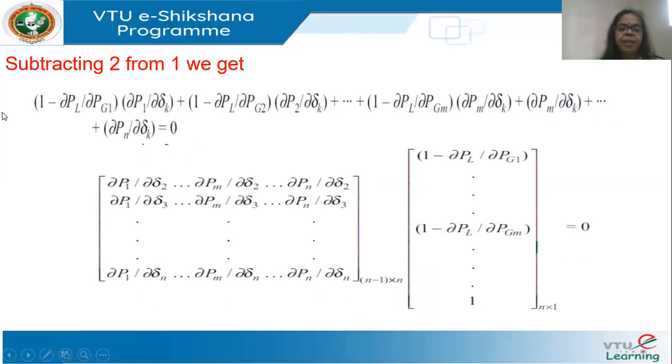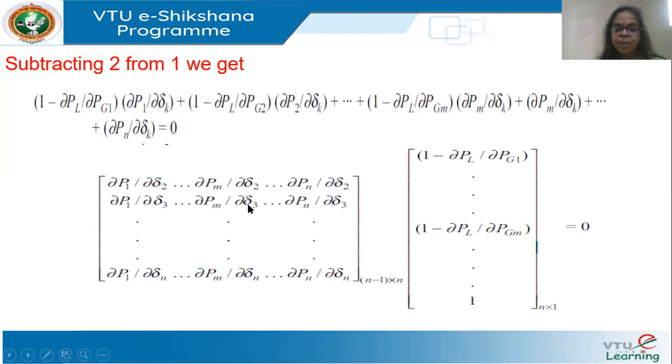Clear? So now let me write this. If I take k equal to 2, what would this equation be? It would be 1 minus dou PL by dou PG1 into dou P1 by dou delta 2, right? And this term would be dou P2 by dou delta 2. And the last term would be dou Pn by dou delta 2. And each term I have to multiply by 1 minus dou PL by dou PG1, 1 minus dou PL by dou PGM corresponding, and so on. Okay, I have done nothing here. I have just put the equation on top in the form of a matrix.